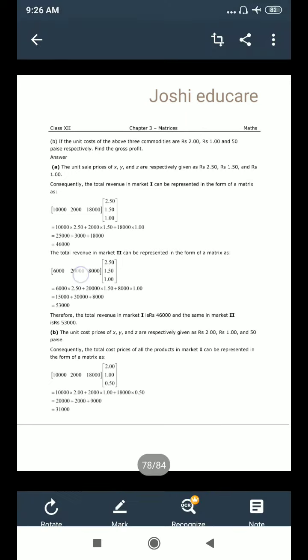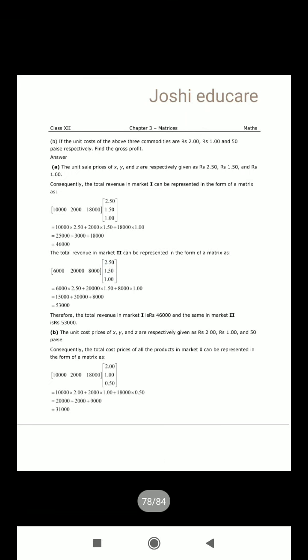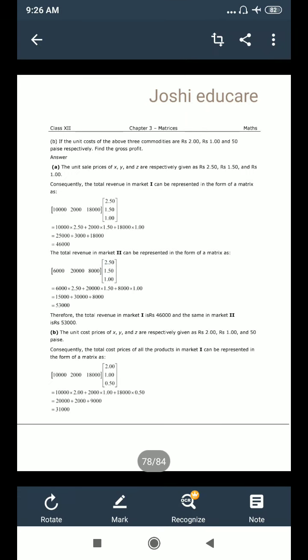The number of products in the second market we'll take as a row matrix, and their respective prices as a column matrix. Now, when we multiply these two, you will get a single element and that will be the revenue in that one particular market. In this way, we can solve this question.